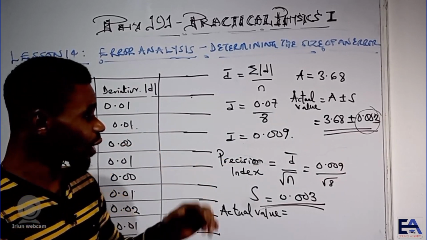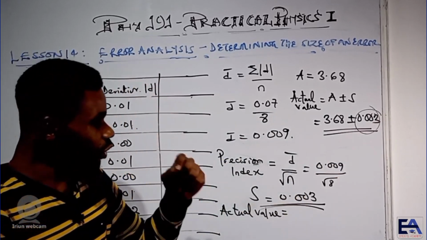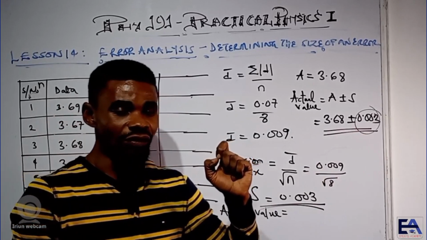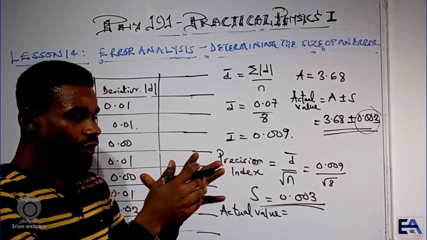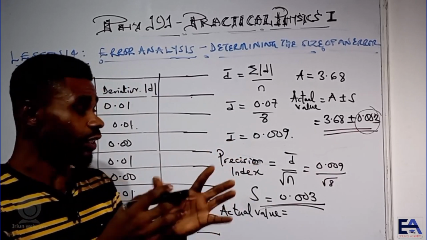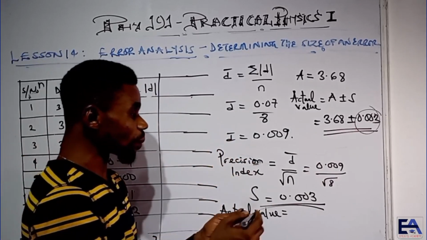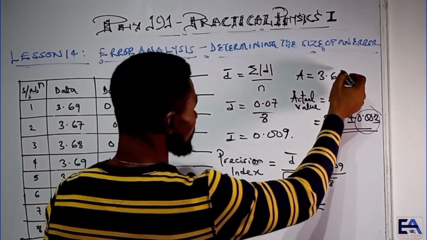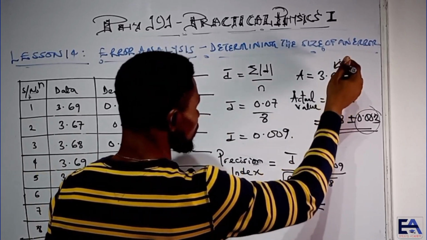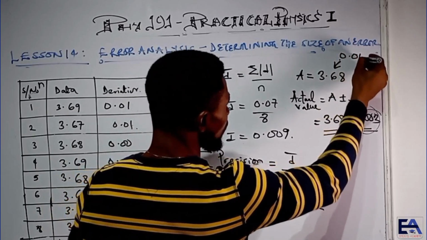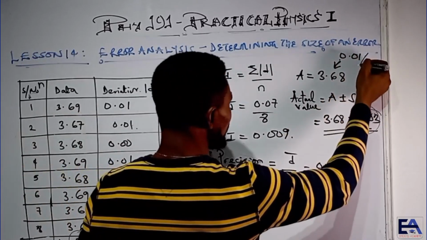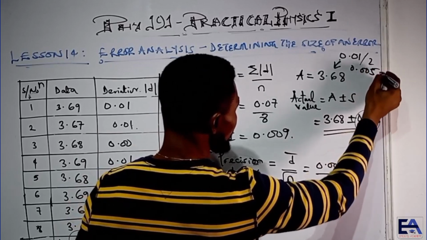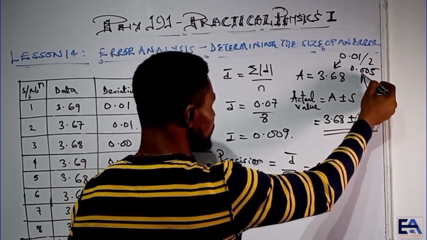But before we can say this is our final answer, we need to check if the precision index that we derived is up to the maximum possible error. The maximum possible error is 0.005, because the unit of measure is 0.01. If you divide the unit of measure by 2, you get the possible error, which is 0.005.